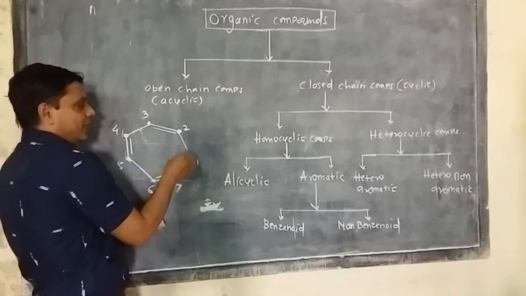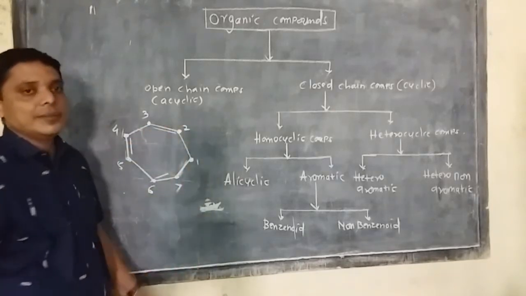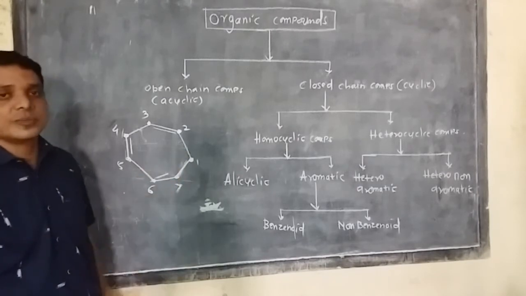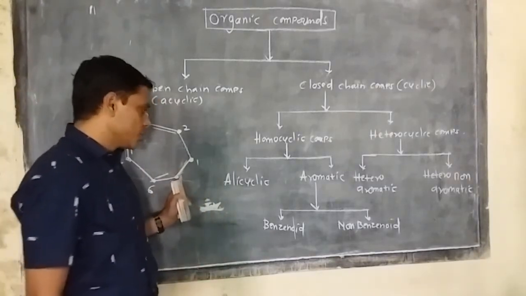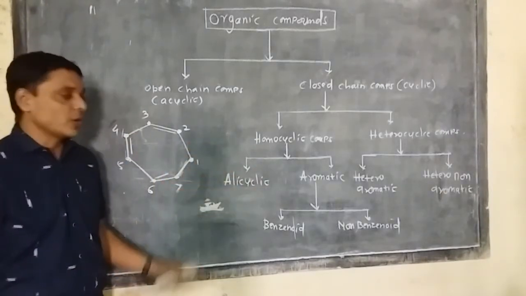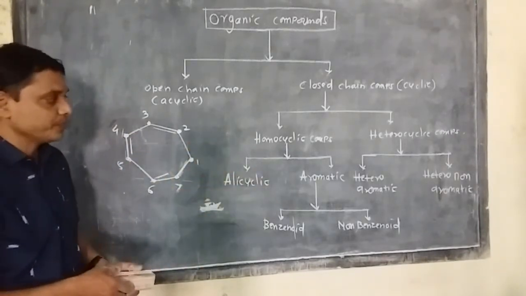So there are three double bonds present in it. A fourth double bond cannot exist in it because the valency of this carbon would be disturbed. So it is a non-benzenoid type of compound. Still, it is aromatic because it shows the aromatic character.